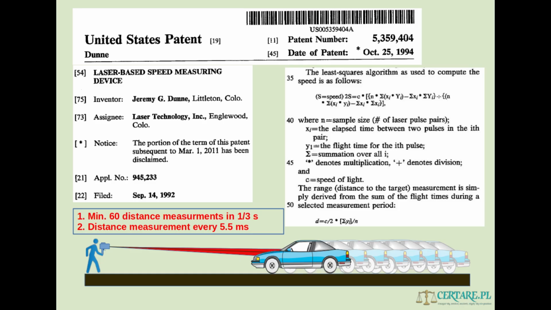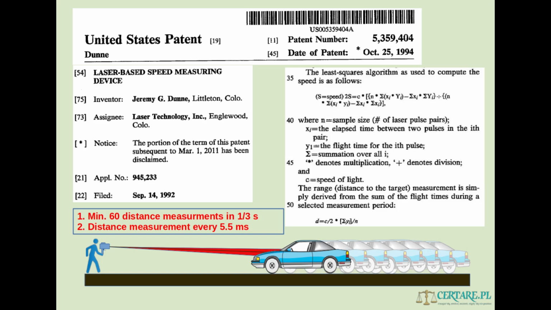The construction of police lidar as commonly used today was first introduced by the company Laser Technology Incorporated from Colorado in the United States. They filed a patent in 1992, and already then they were introducing that lidar to be used by the police. That patent describes the second important element of the strategy being used.